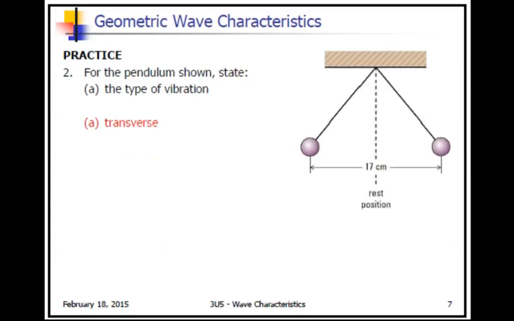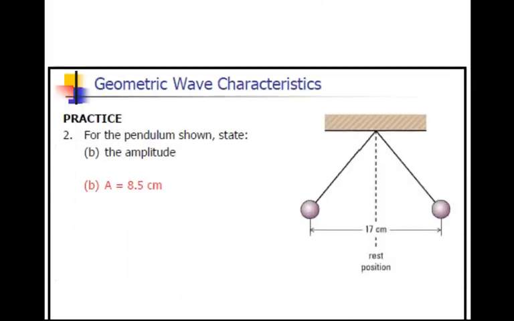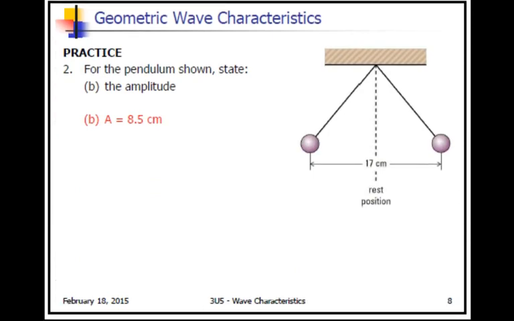This question says, what type of vibration do we have? If we have a pendulum moving like that, it's moving perpendicular to its rest position, so that is a transverse vibration. What is the amplitude of vibration? So the amplitude of vibration is the distance from the rest position to its maximum displacement, either on the left side or the right side. 17 divided by 2 would be 8.5, and that would be our amplitude in this case.